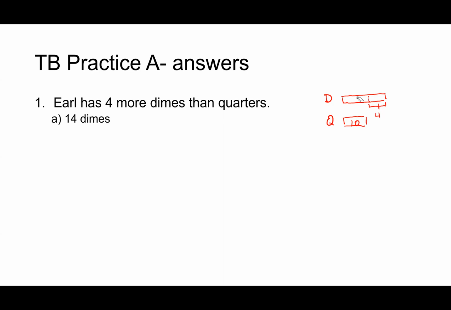Letter B says if Earl has 10 dimes, how many quarters does he have? Now he's got 10 dimes, and we're trying to figure out quarters, so things have been reversed here. He's got 6 quarters. We just did 10 minus 4. He had 10 dimes, we wanted to know what this was, so you should be writing 6 quarters there. But you should also understand why. Do you guys understand what we just did? No? Okay, that's all right.